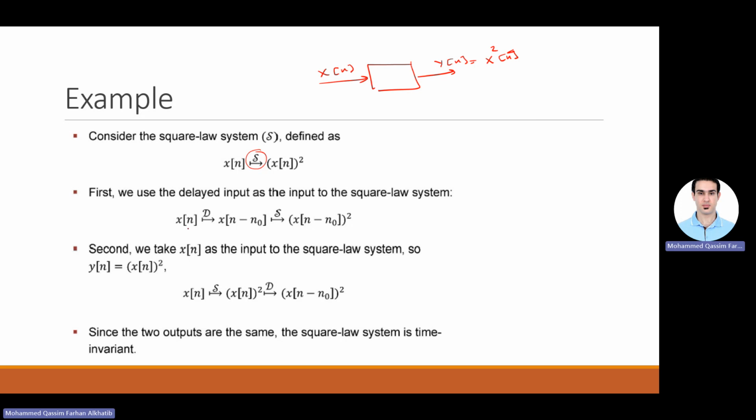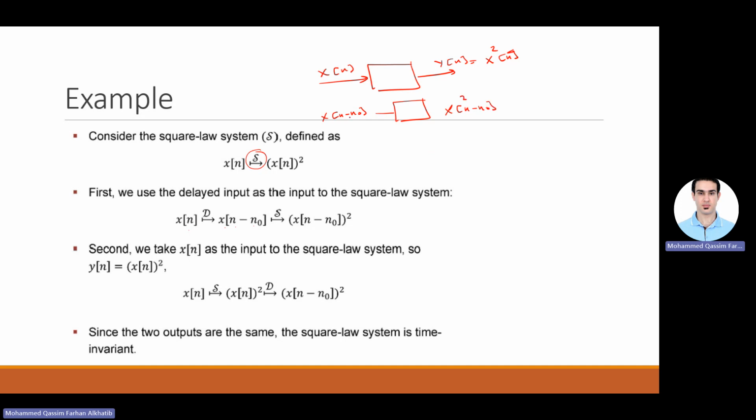So basically the first part, apply the delay. So you have x of n minus n naught. So here x of n minus n naught is applied to the system. Now notice here the square happens only to x, so there will be no effect on the shift. So you'll get x squared of n minus n naught.